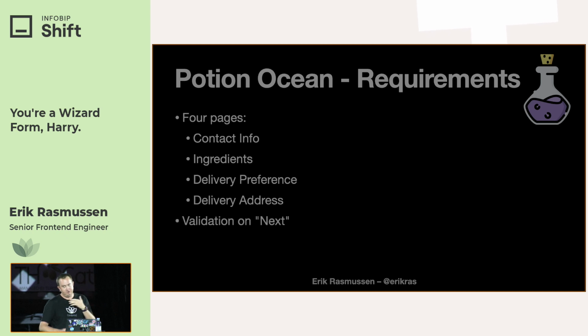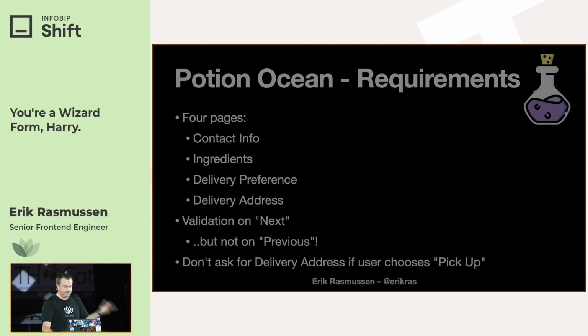And we also need to do form validation on next. So if you're on page 2 and you hit next, you shouldn't be able to go to page 3 unless your fields are valid on page 2. However, we don't want to do validation when you go to previous, because if you make it to page 3, you shouldn't have to enter in all the information just to go back to fix a thing that you did on the previous page. And lastly, the pizza example: if you choose delivery, then you should have to provide a delivery address, but if you choose pickup, then you don't.